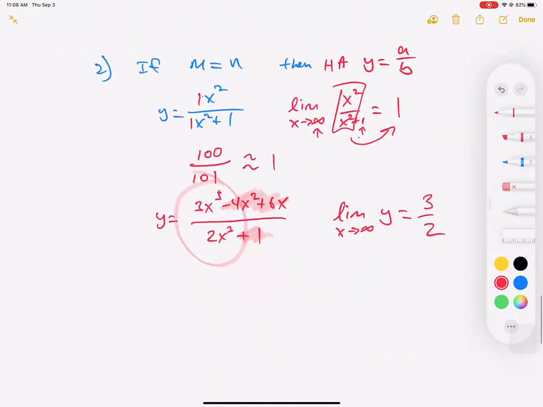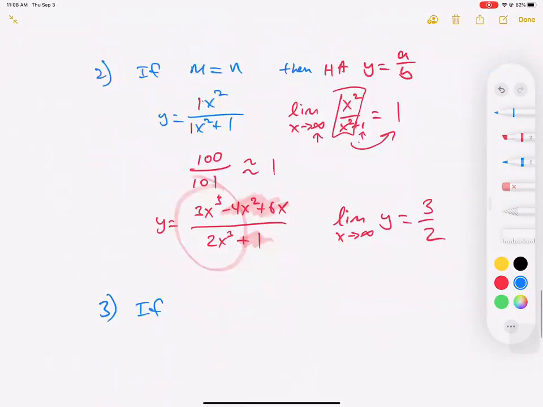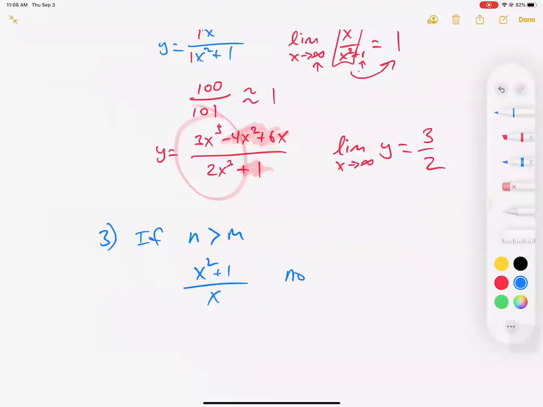The last one is, sorry, kind of pushing the envelope here. Rule 3 is, actually, I think I pushed the envelope and stepped on it. If n is greater than m, if the top exponent is bigger, there is no horizontal asymptote. Okay. No horizontal. There is a slanted asymptote, but it follows all the rules that we talked about before.